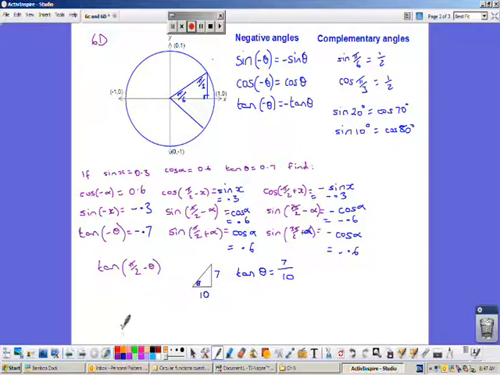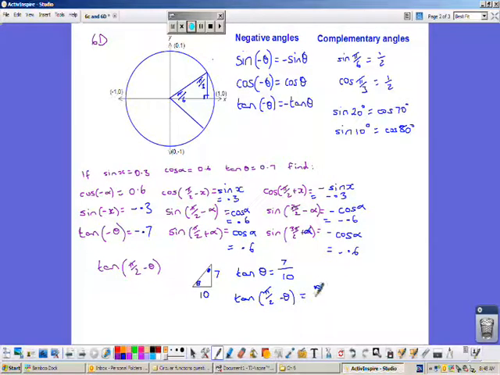Now if we're looking for tan of pi on 2 minus theta, we're looking for the tan of this complementary angle up here. So using this angle at the top of the triangle, tan of that is going to be opposite over adjacent, so it will be 10 on 7. So tan of the complementary angle equals 10 on 7.